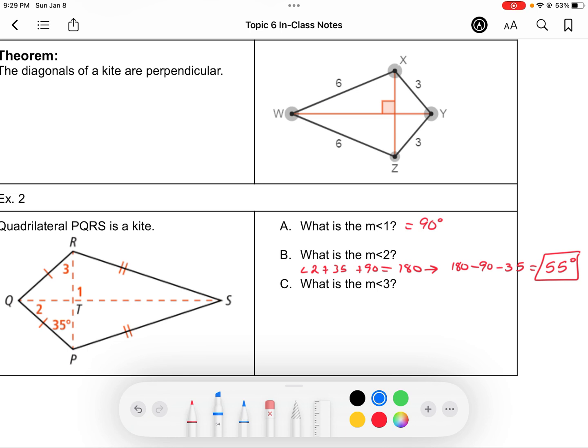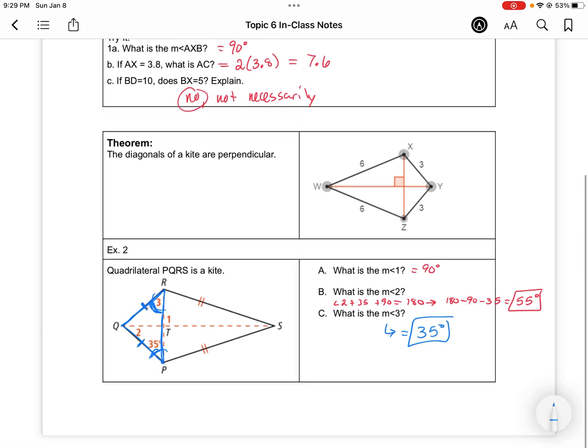Angle 3 is part of this bigger triangle. Now this bigger triangle, because I've got congruent sides here and here, has to be isosceles. So this angle has to be congruent to this one. So angle 3 has to also equal 35 degrees, because this triangle has to be isosceles. If I've got two congruent sides of a triangle, I've got to have two congruent angles of a triangle. Okay?